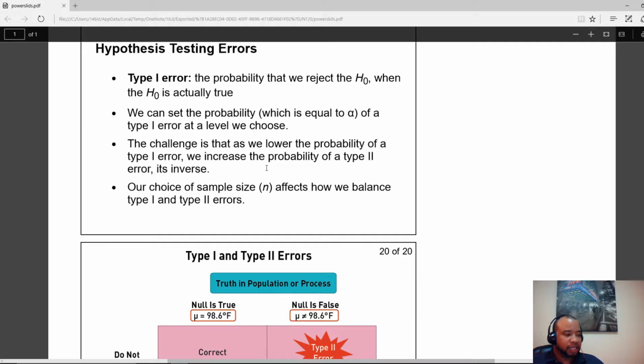The problem with setting it so small, though, is that we can end up getting the type 2 error. And so the challenge is figuring out the right sample size so that if we do set it at 5%, we can dictate what our power could be so that we can be more confident in rejecting or accepting the null, or failing to reject the null.